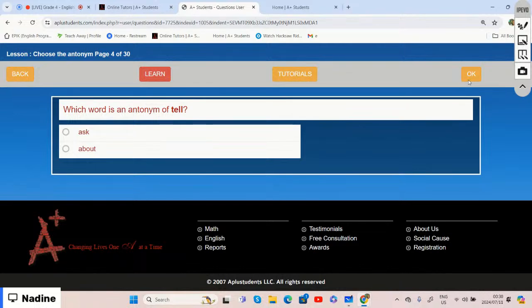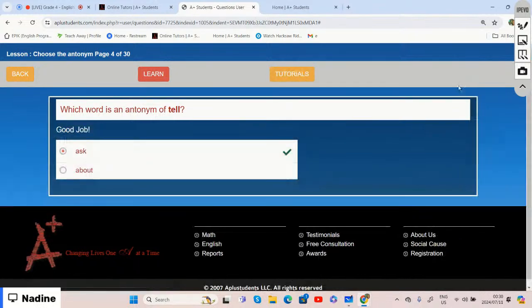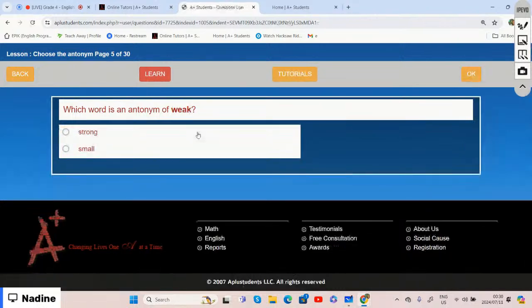All right. So yes, the opposite of tell is to ask. Because it's either I'm asking you something or I'm telling you something. So well done. All right. What is the opposite of weak? If I am not weak, then what am I? Am I strong or am I small?